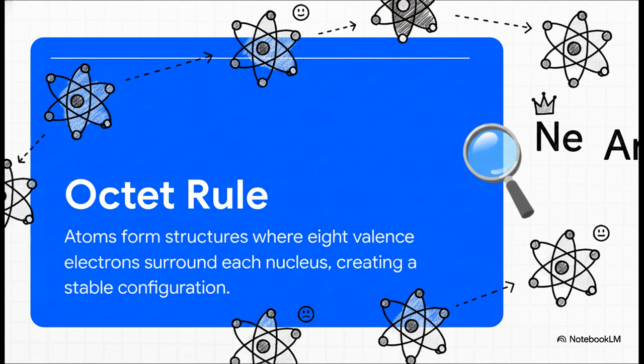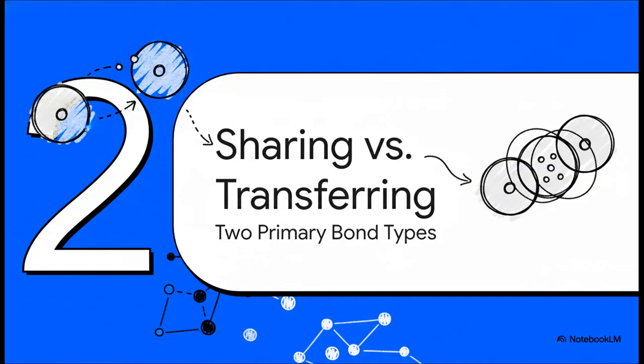Think of it like trying to complete a set of trading cards. And to get that full set, atoms will do just about anything. They'll gain, lose, or even share electrons with other atoms. Okay, so if the goal is to get to 8 outer electrons, how do they actually do it? Well, they've basically got 2 main strategies, 2 main moves they can make. They can either just completely transfer electrons from one atom to another, or they can team up and agree to share them. And this leads us to our 2 main types of chemical bonds.